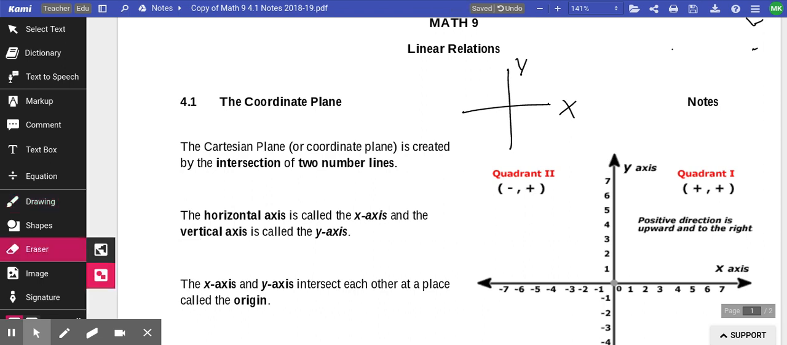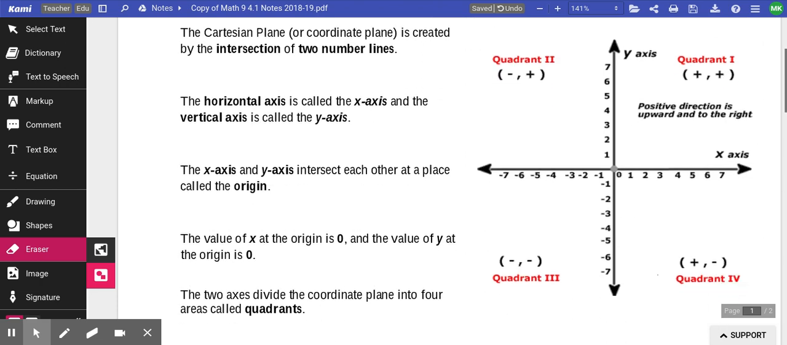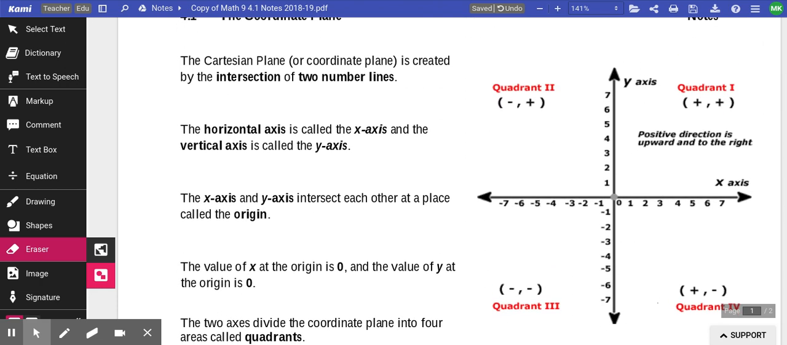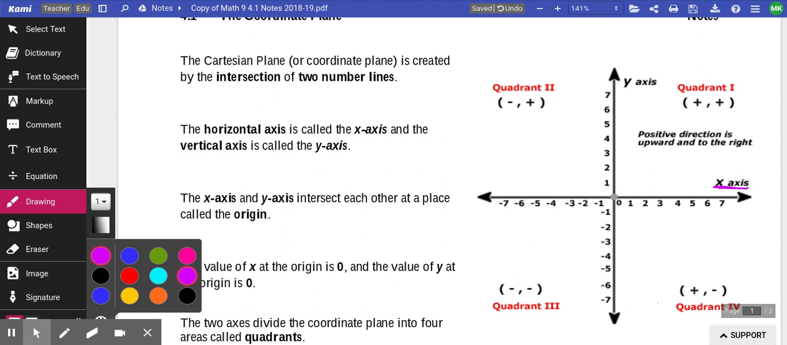On a Cartesian plane, you have two things. You have an X-axis and a Y-axis. X is left to right. It's labeled over here on the side. This is the X-axis. It's the line that goes left to right. It's horizontal. The Y-axis is the vertical line. So the Y-axis is this one right here. It goes up and down.